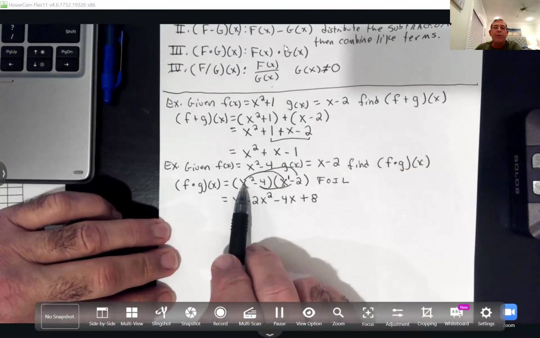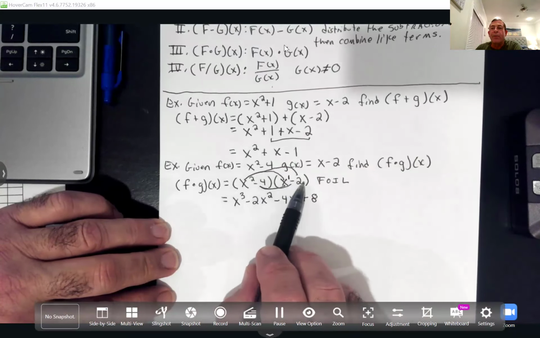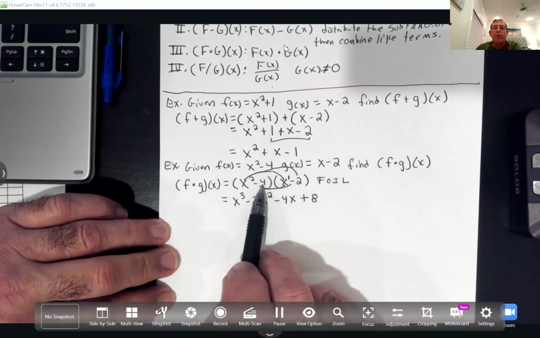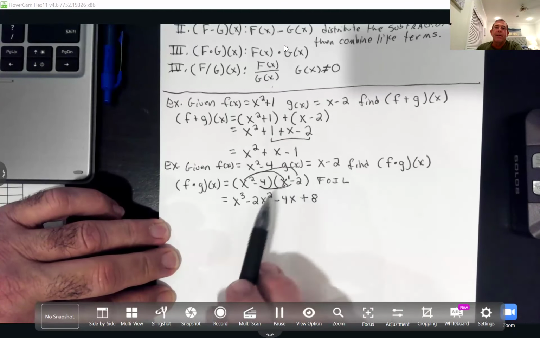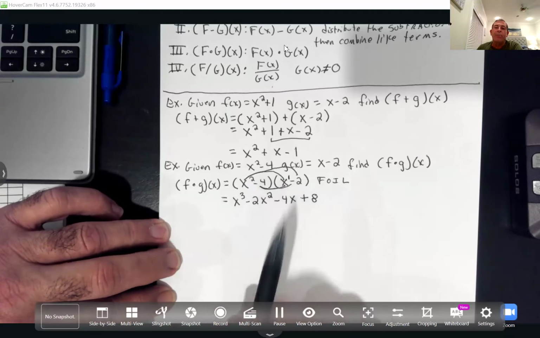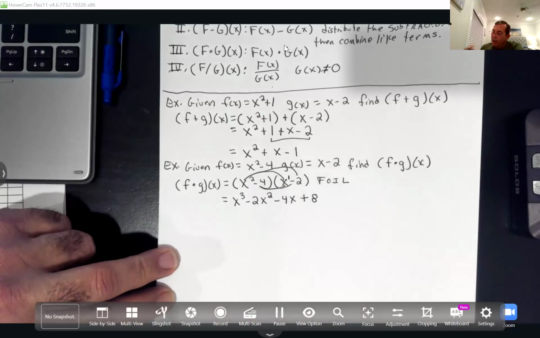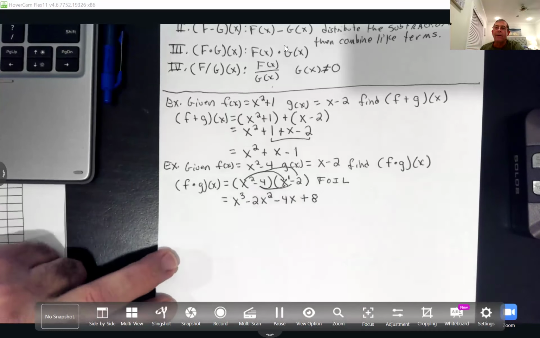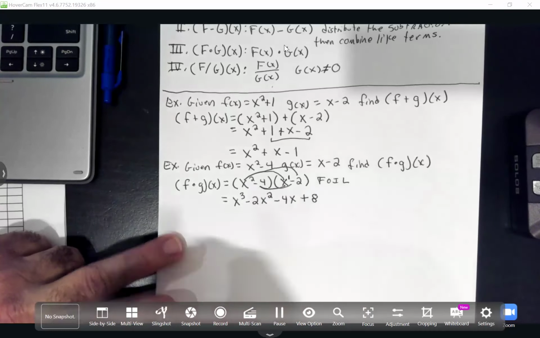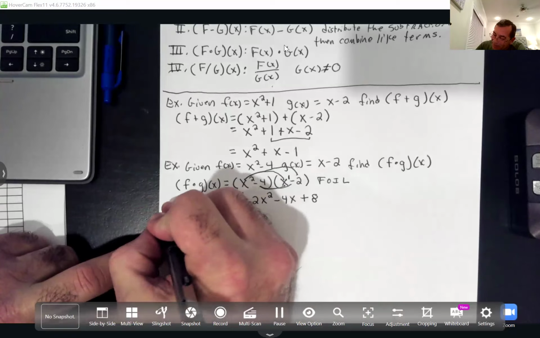So distribute the first term through the second parentheses. Distribute the second term through the second parentheses. It's like you're doing a double distributive property here. All right, can you go further? No. No, because none of those are like terms. Good job.